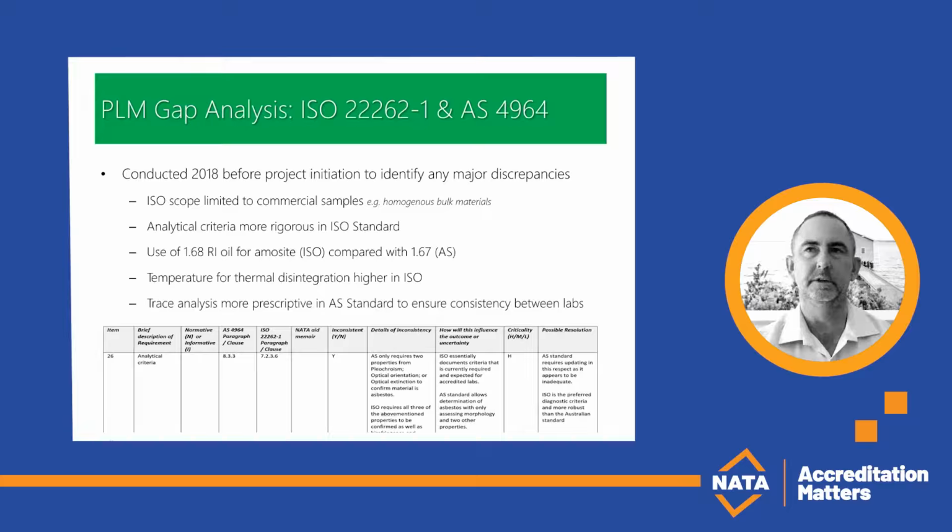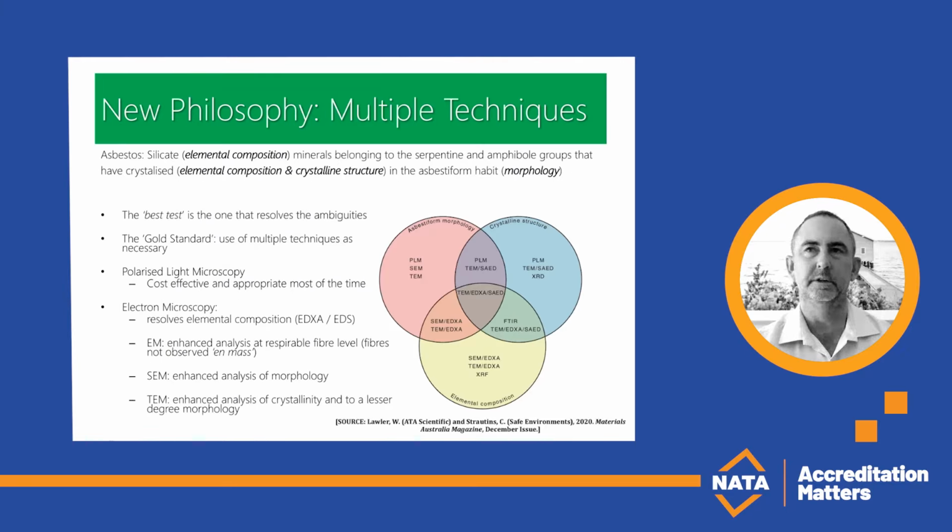Notably, AS4964 exclusively relies on polarised light microscopy as a single technique. And this is where the ISO standard introduces a new philosophy and allows for electron microscopy. The new Australian standard, in contrast to AS 4964, emphasises the use of multiple techniques for defining, characterising and identifying asbestos. And this is where we need to go back to the definition of asbestos and look at what each instrument tells us about the structure.